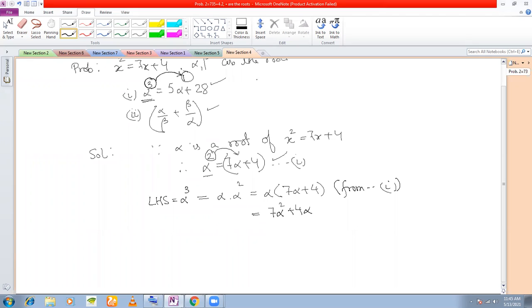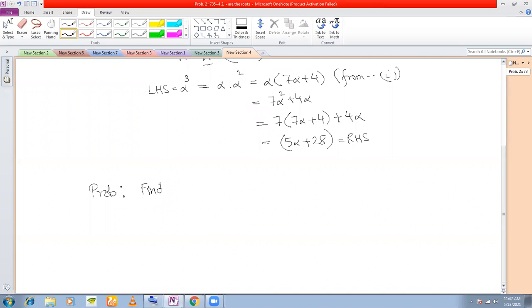Okay, and now again you see that you have alpha square here. Again we are going to use 1. So from 1 again, you know alpha square is 7 alpha plus 4. You get plus 4 alpha. Okay, so now you simplify this, you will get 5 alpha plus 28. Clear? Which is equal to RHS. Is it clear? Yes, sir. Okay, thank you, sir.